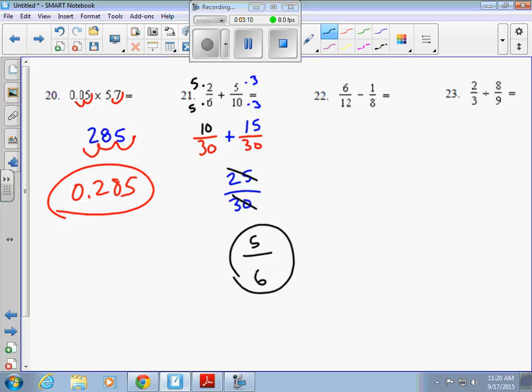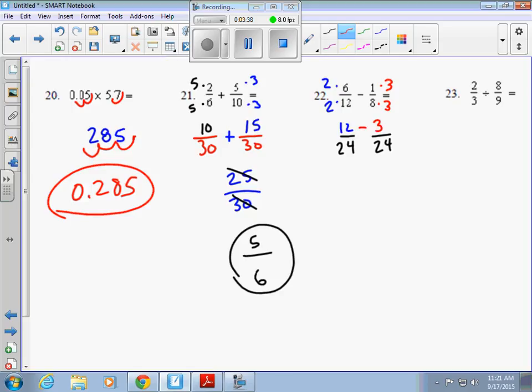Same thing with this one. 6/12 minus 1/8. They have to have the same bottom number, a common denominator. 24 is their least common denominator. 12 has to multiply by 2 to become 24, so 6 has to multiply by 2, and it becomes 12. 8 has to multiply by 3 to become 24, so 1 has to multiply by 3, and it becomes 3.